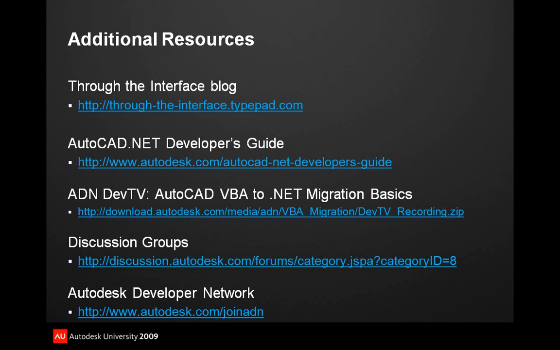Finally, for additional resources, you can find a lot of .NET related information for AutoCAD at the Through the Interface blog. We have an ACAD.NET Developer's Guide, which has .NET code and the equivalent VBA code, so you can find how to write it using VBA code and the COM interop like we did here. And you can also find the pure .NET way to do that. So it's a different approach, it's a different object model. We also have a DevTV about the same topic, VBA to VB.NET migration.